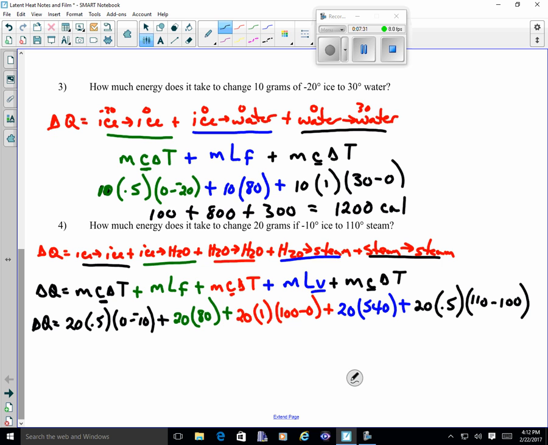So now we just add all these together. Well, 20 times 0.5 is 10. 10 times 10 is 100. Then you have 20 times 80 gives you 1,600. Then you have 20 times 100 gives you 2,000. Then you have 20 times 540. That gives you, let's say here, about 1080, something like that. I think it's 10,800 rather. And then finally, half of 20 is 10. 10 times 10 is 100 again. And so when you put all this together, you end up getting 14,600 calories.